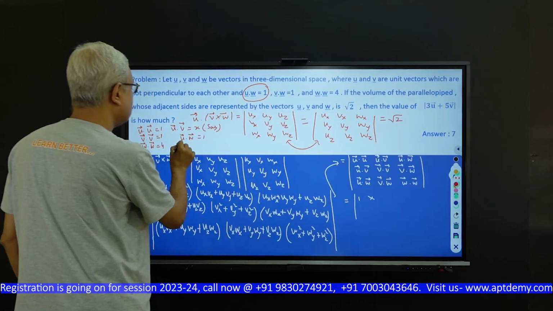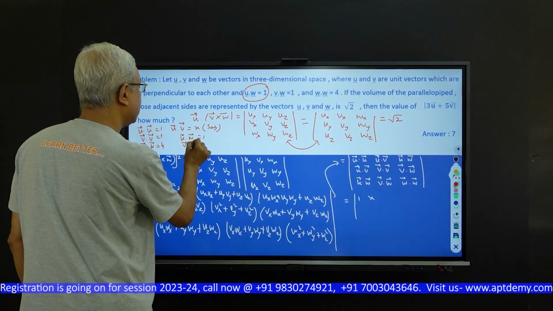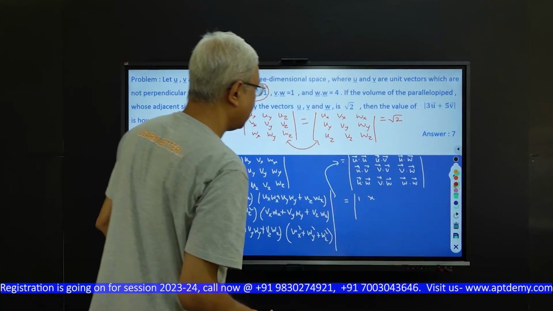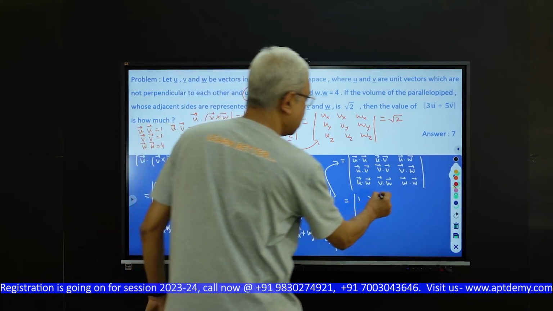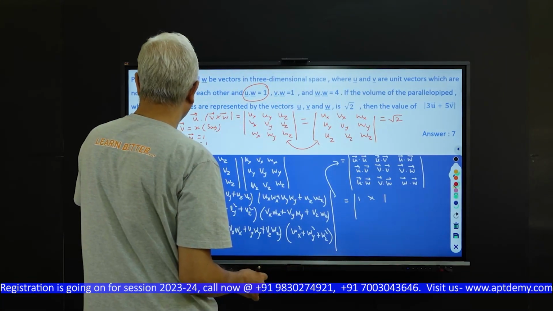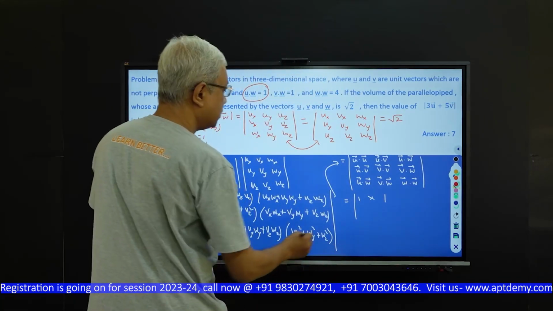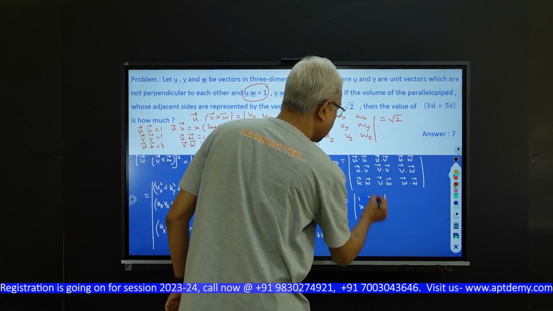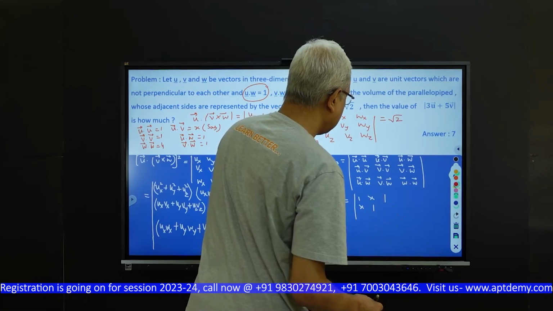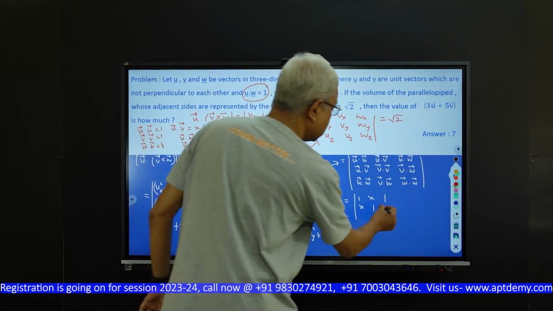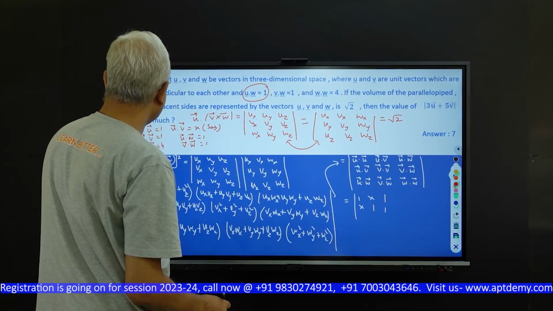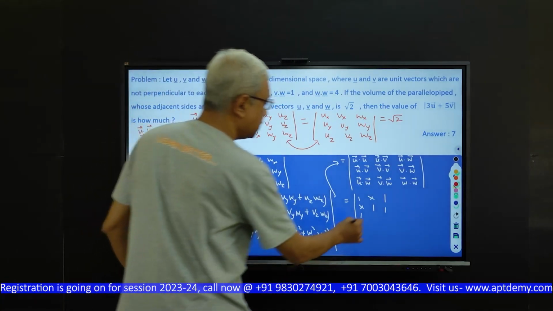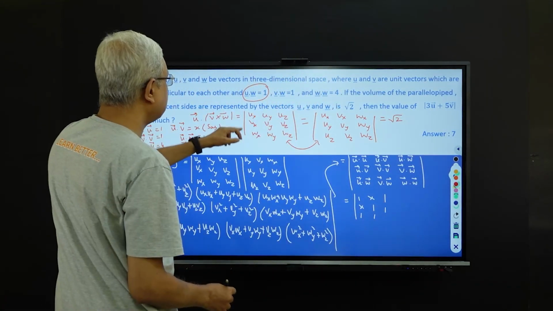And v dot w is also unity. So if I use this given data in this computation, u dot w is unity, u dot v is x, I have assumed, so I write it x. V dot v is unity, so I write it 1. And v dot w is also unity, it is given like this. And u dot w is unity, again v dot w is unity, and w dot w is given as 4.